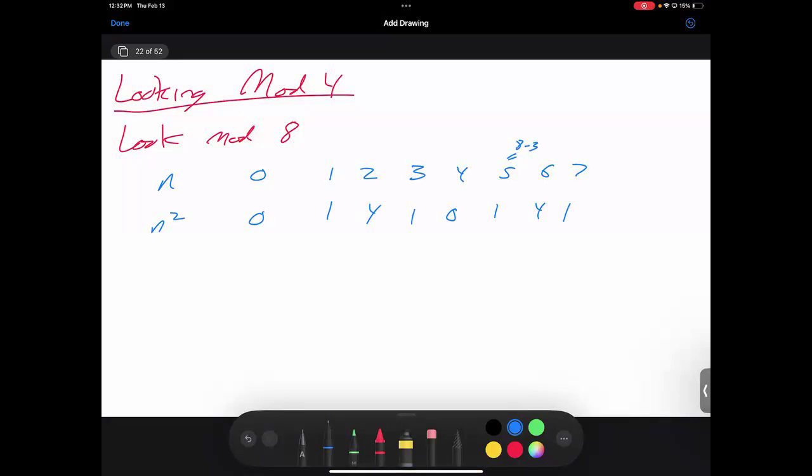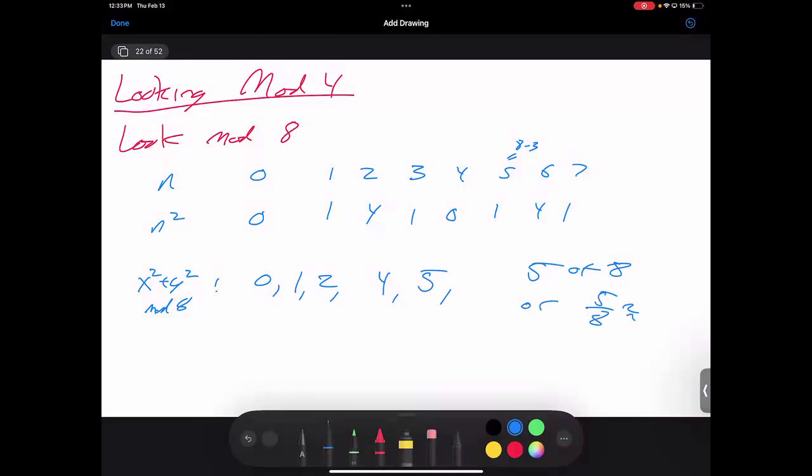I don't have that much time. I've got to be fast, guys. So now if I look at x squared plus y squared mod 8, I can get 0, I can get 1, I can get 2. Can I get 3? No. Can I get 4? Can I get 5? Can I get 6? Can I get 7? Yeah. So I get 5 of 8.